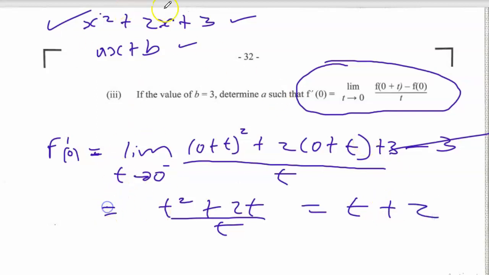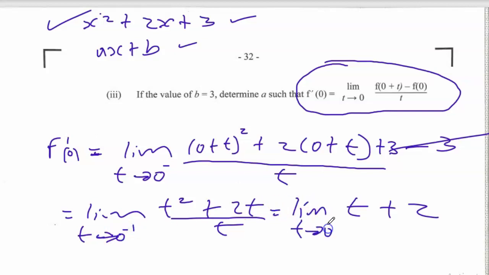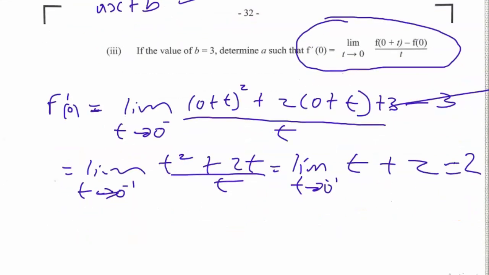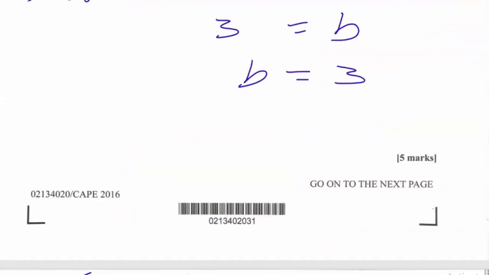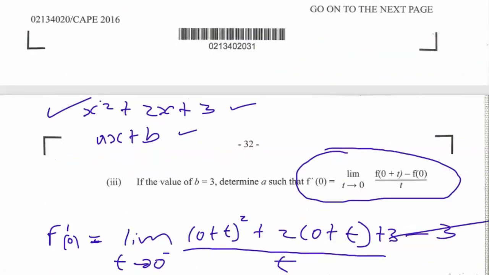Let's take some steps here. So this will be the limit as t approaches 0 of t plus 2, and as t approaches 0, this would be equal to 2. And let's do it for the other function, the right hand limit. So we use ax plus b this time.